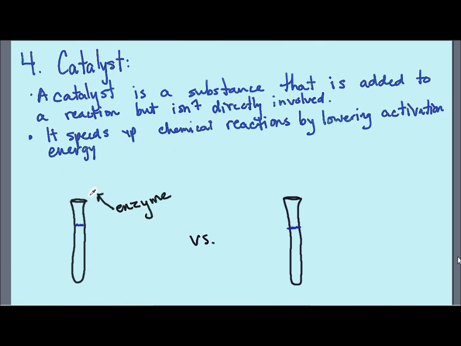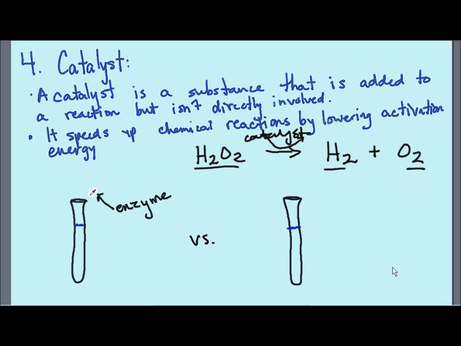All right. The last one here is catalysts. So catalysts are substances that you add to a reaction, so they're not involved in the reaction. Say we have the decomposition of hydrogen peroxide. In order to achieve this reaction, you have to have a catalyst. The catalyst is something that you add that isn't involved in the reaction. So H2O2 isn't the catalyst, nor is H2 or O2. It's just something that you add in, and it will speed up the reaction rate. And it does so by lowering the activation energy.